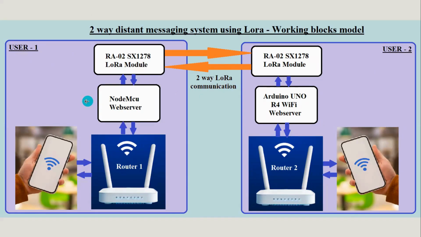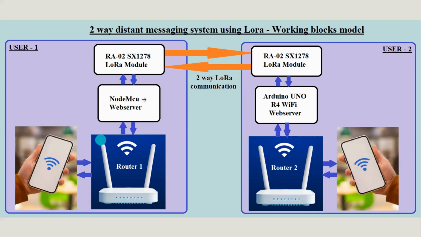So in the setup of user 1, the user has a router and a Wi-Fi enabled mobile phone, and the Node MCU web server is placed near the router. Finally, this Node MCU is connected to the LoRa module, that is RA02, using which the user will be able to transmit and receive the messages. Right, so this is for setup one.